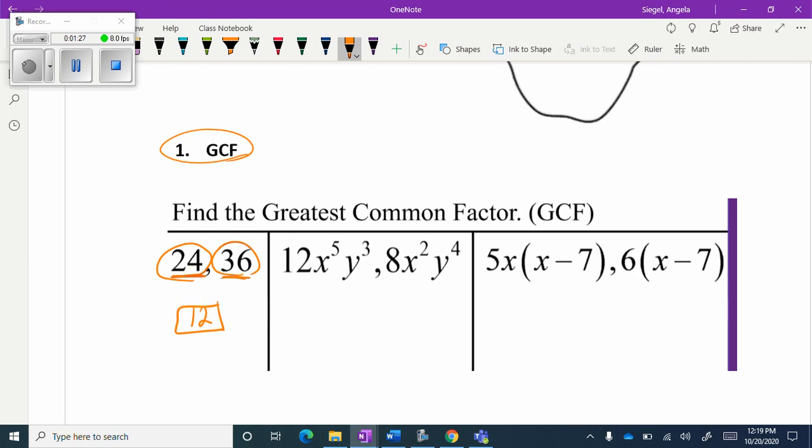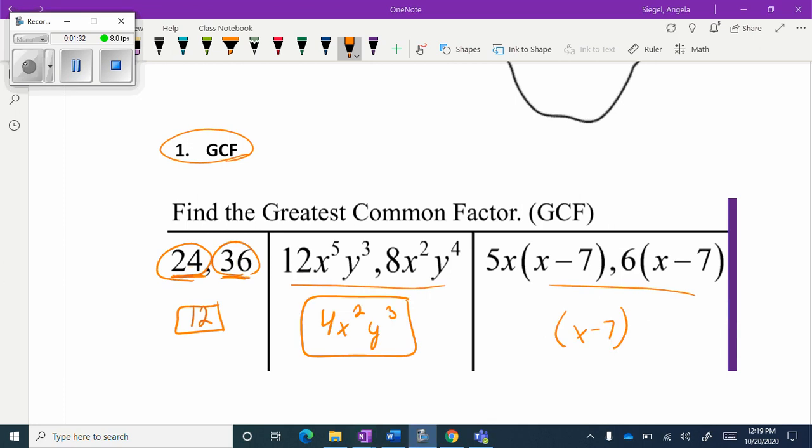Okay, so try it on these two. These two are a little bit different. Let's try that. Okay, so this is your answer for the second one. We have 12 and 8 to begin with. What is the biggest number that goes into 12 and 8? That is 4. Now let's move on to our x's. We have x to the 5th and x squared. To find the GCF, you take the smallest of the two. That's where that x squared comes in. Same thing with y to the 3rd and y to the 4th. We're going to take the smallest, which is y to the 3rd.